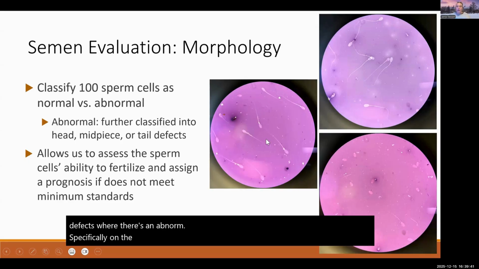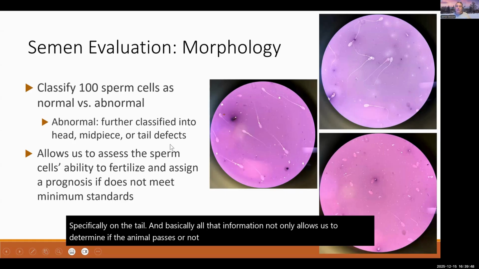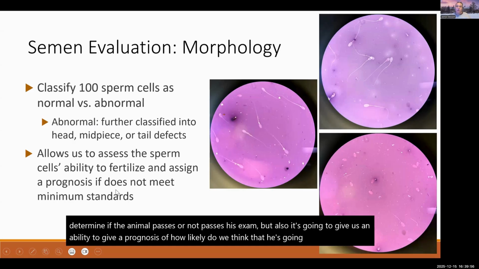And basically, all that information not only allows us to determine if the animal passes or doesn't pass his exam, but it's also going to give us an ability to give a prognosis of how likely we think he's going to be able to pass in the future.